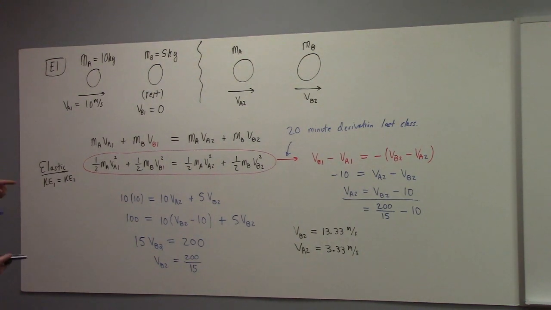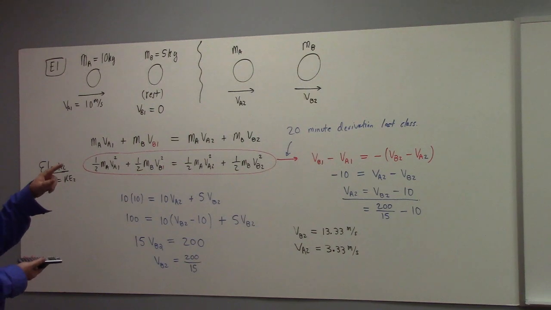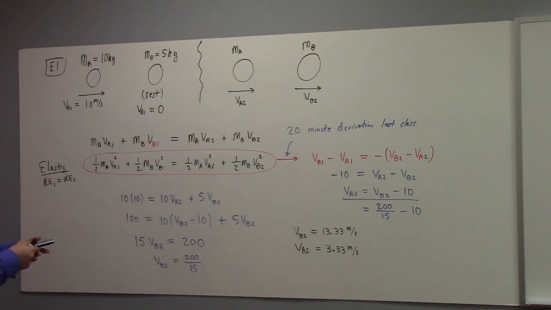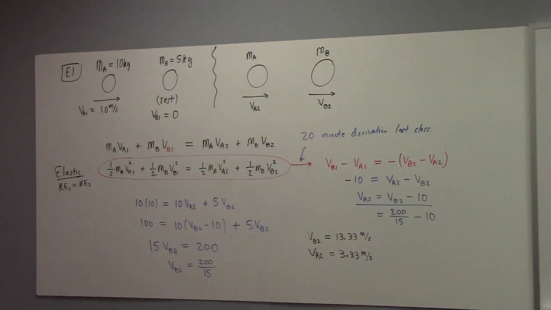Okay. So the larger velocity is on the smaller mass, right? So 13.33 times 5. The momentum is about 66.67 kilogram meters per second on mass B. And on mass A, we've got 33.3 kilogram meters per second. So there's a net total of 100 kilogram meters per second in the final scenario. So yes, this is right.